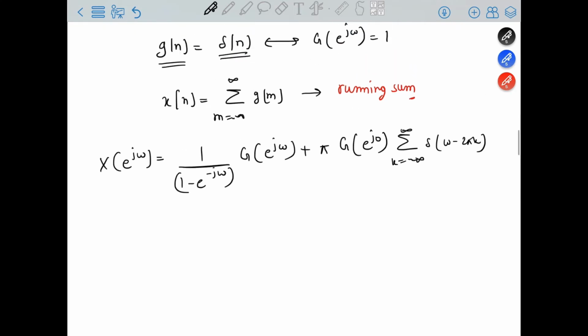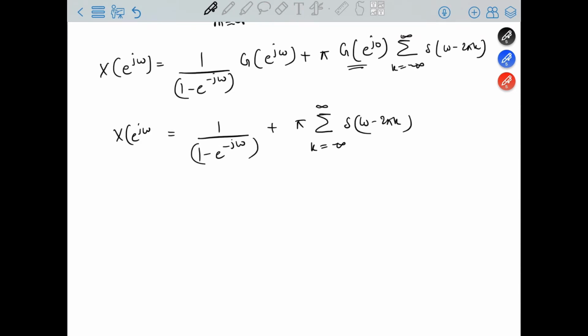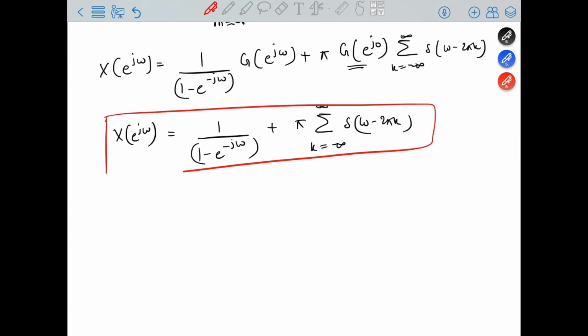Now we'll replace the value of G(e^{jω}) as 1 here, and that will be equal to 1 upon 1 minus e^{-jω} plus π. This value G(e^{j0}) will also be 1, and it will be multiplied with the summation k equals minus infinity to infinity δ(ω − 2πk). So this is the Fourier transform of your unit step function, and this is very useful, so it can be widely used further in this lecture.